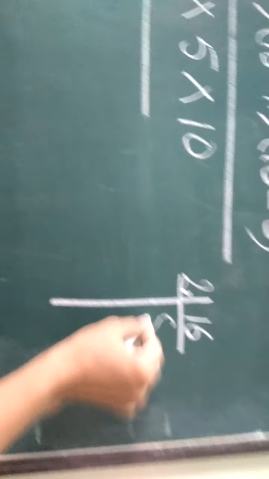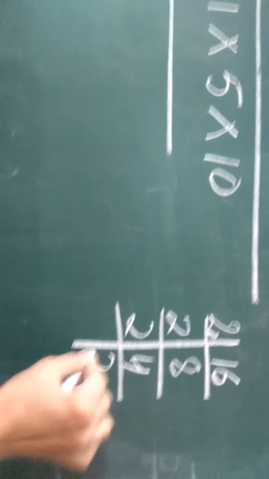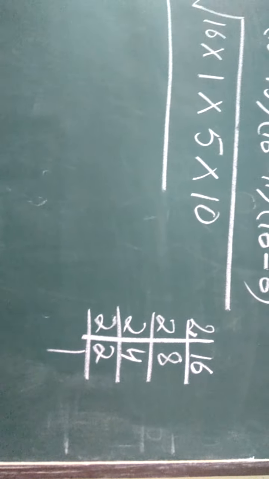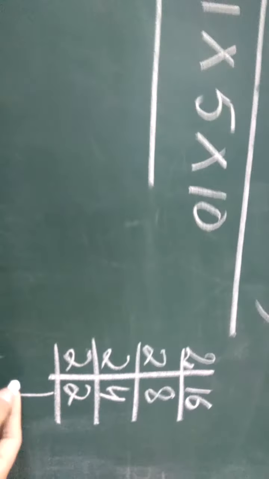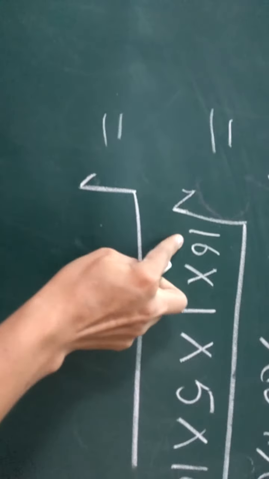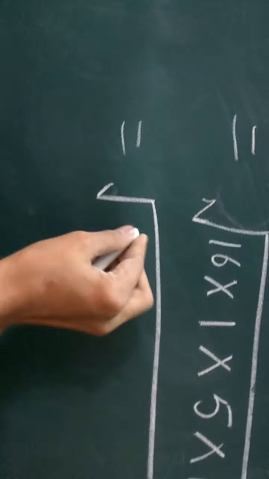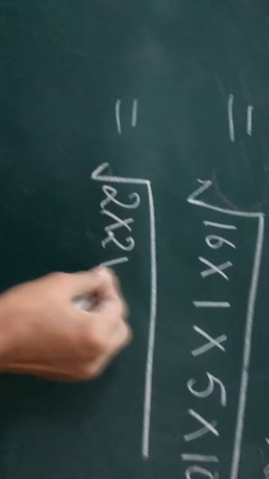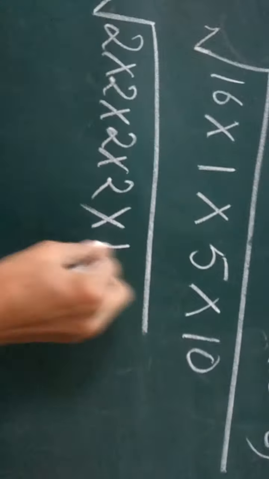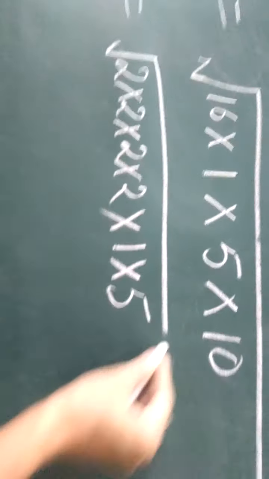2 8s are 16, 2 4s are 8, 2 2s are 4, 2 1s are 2. So these are the factors of 16. 4 times 4 we are getting. Or we can directly take the square root of 16 as 4. We can take out 4 also. But if you don't know how to do it, you can factorize by using the prime factorization method. Then 1 into 5, 5 itself is a prime number. We can't factorize it further.